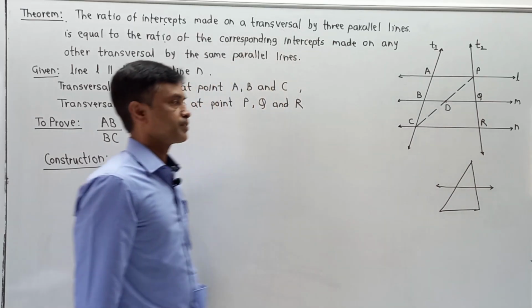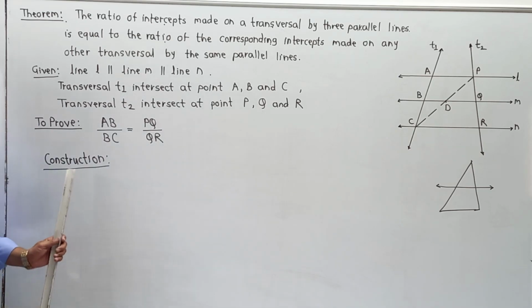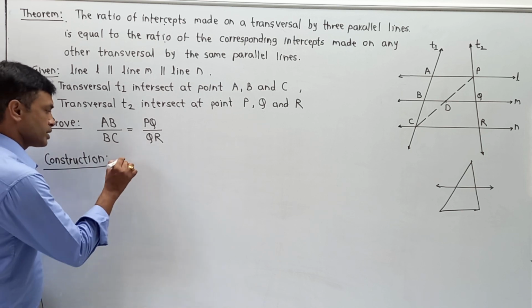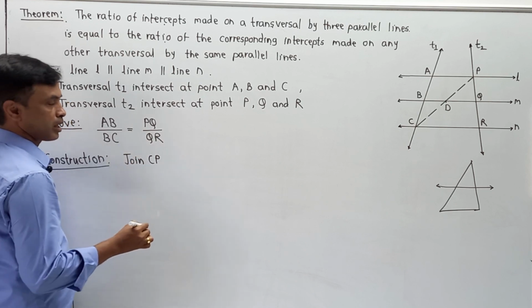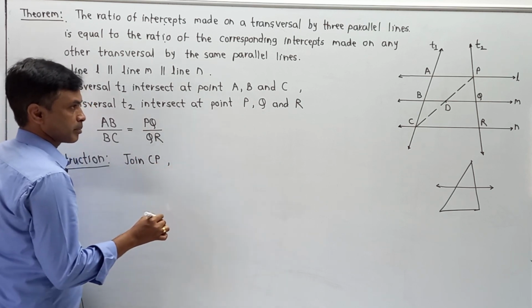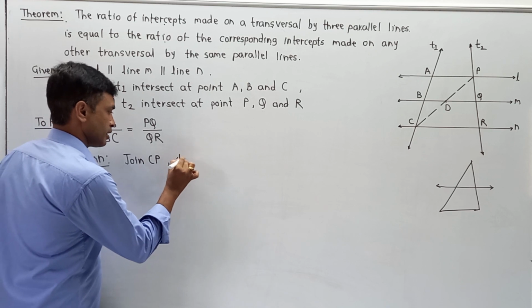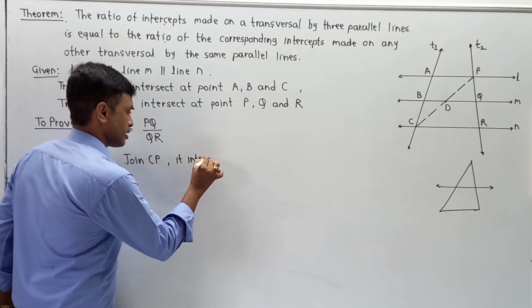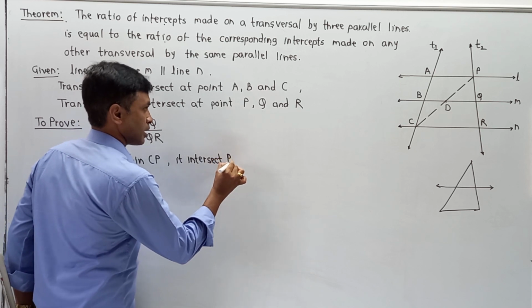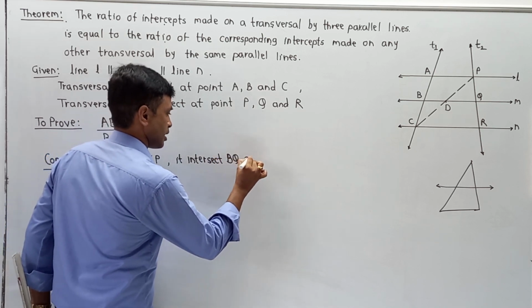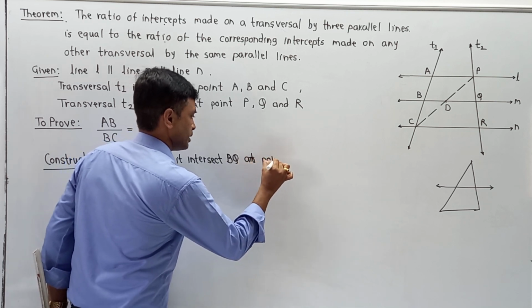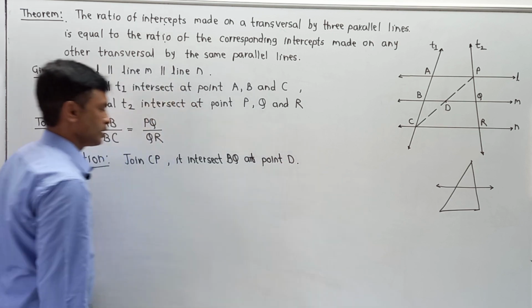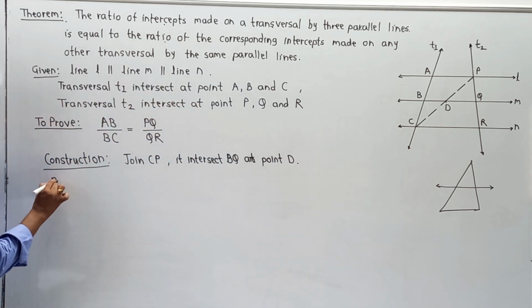So please pay attention. First we are going to write the construction that we have done. So join CP. It intersects BQ at point D. And then we are going to write a proof over here.